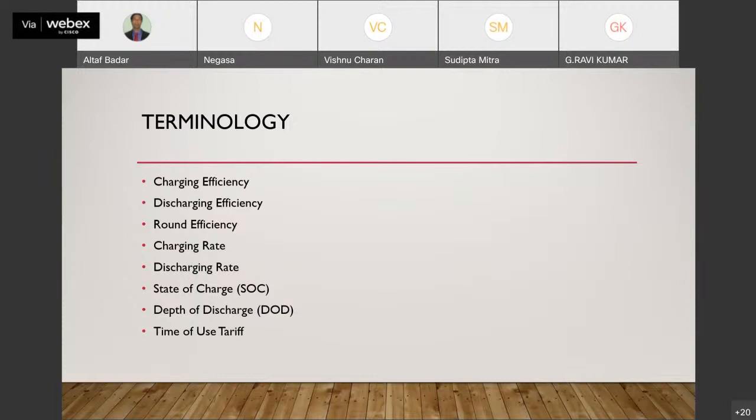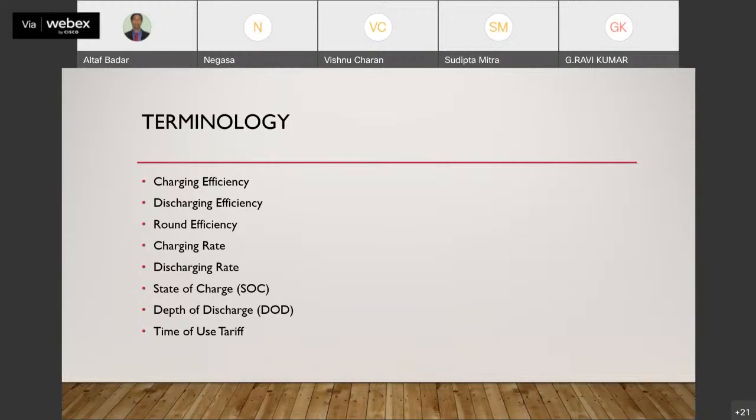Then comes charging rate. I hope I am clear. If you do not understand anything, just let me know. So this is called round efficiency. In round efficiency, what I have given and what I get back, the ratio of that is the round efficiency. And in a practical situation, we should be 100% sure that whatever I input into the battery will not be available to me as the output. It will always get reduced, right?